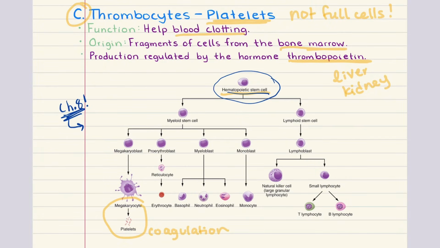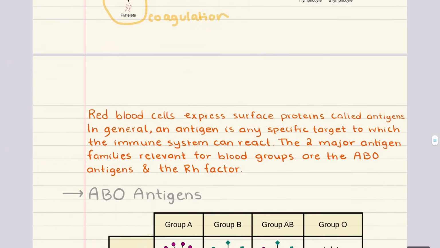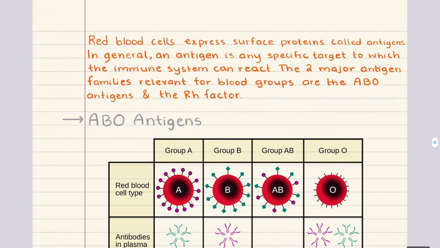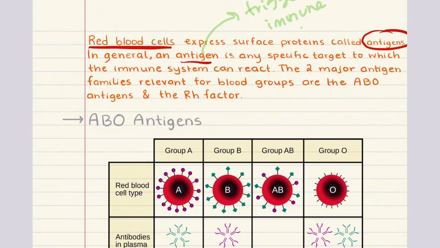Now that we've discussed the components of blood, let's take a closer look at one of the most clinically important features of red blood cells, and that is their surface antigens. These are specific proteins or molecules that are found on the surface of red blood cells that the immune system can recognize. In general, an antigen is any substance that can trigger an immune response. And when it comes to blood types, there are 2 major antigen systems that we need to know for the MCAT, the ABO system and the Rh factor.